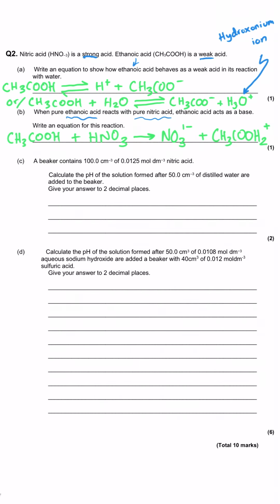Now, the next question is a good question because it's a little bit more confusing than it seems like it should be at face value. We've been given some information about the nitric acid. We've been given a volume in cm cubed and a concentration, and we've been asked to calculate the pH of the solution formed after 50 cm cubed of distilled water are added to this beaker, and we've been told to give this to 2 decimal points, so let's write ourselves a reminder down there.